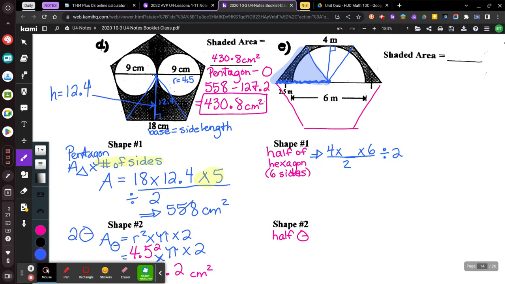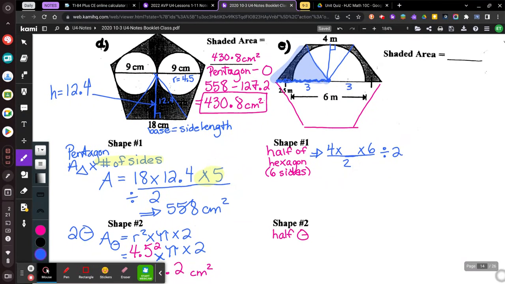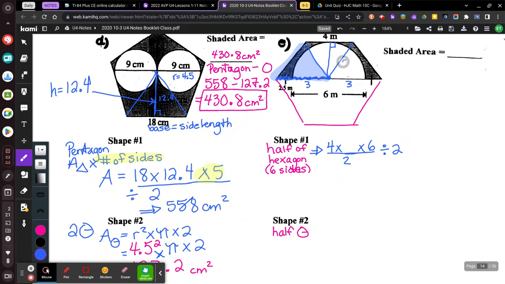Okay, so on this one, we have to find out how long that line is. So that would be called the slant height. Well, what's half of 6? 3. So there's 3 there and 3 there. So that means the slant height of this triangle is 5.5. So this line here is a 5.5.